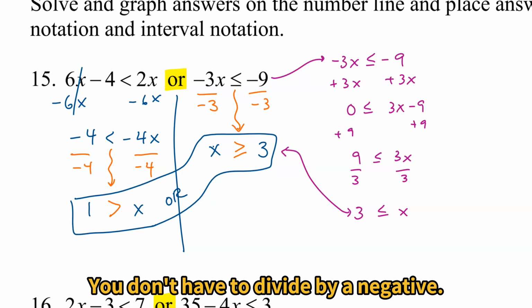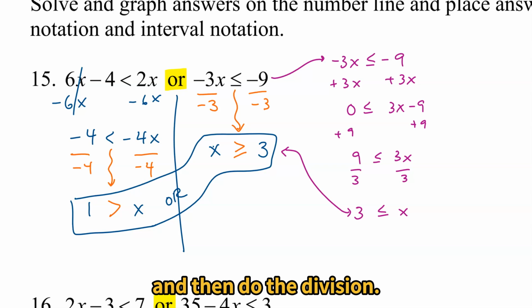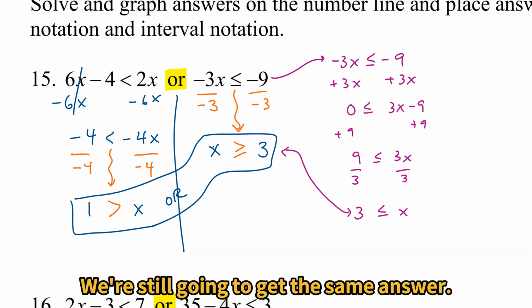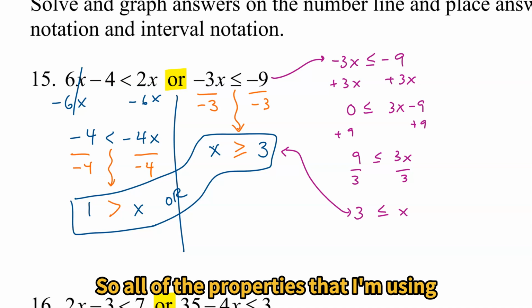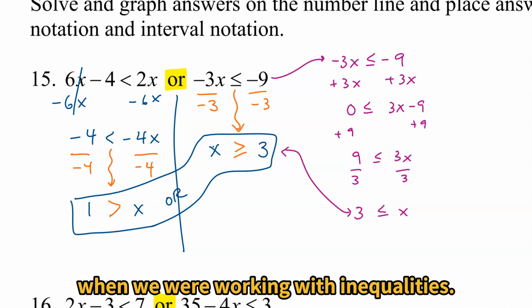You don't have to divide by a negative. We could add and subtract to move things around and then do the division. We're still going to get the same answer. So all of the properties that I'm using here are still those same properties that we've talked about when we're working with inequalities.